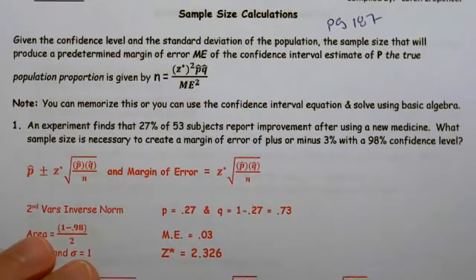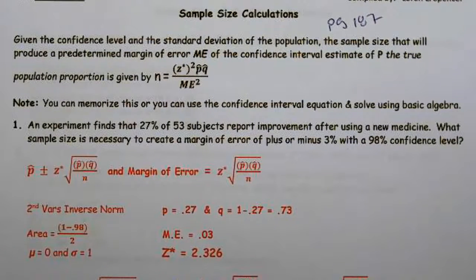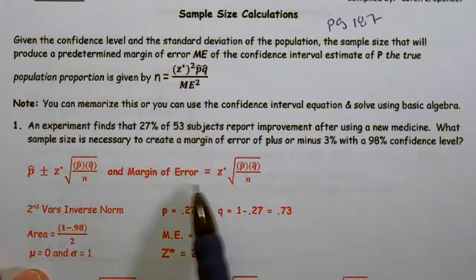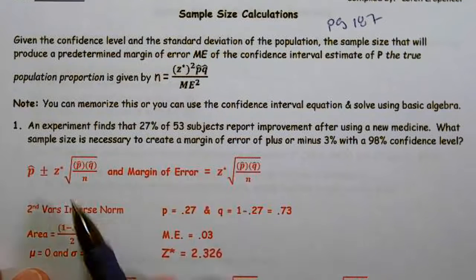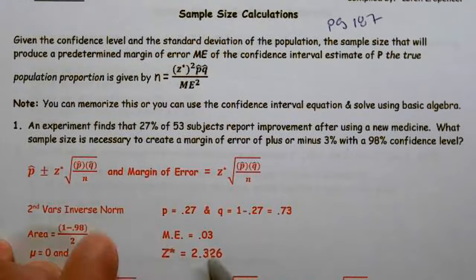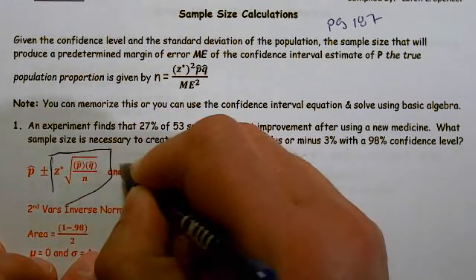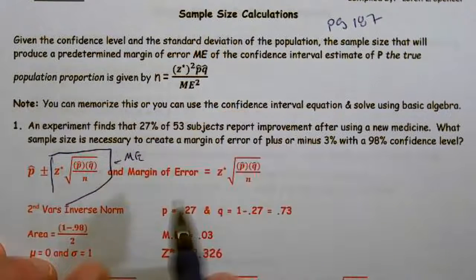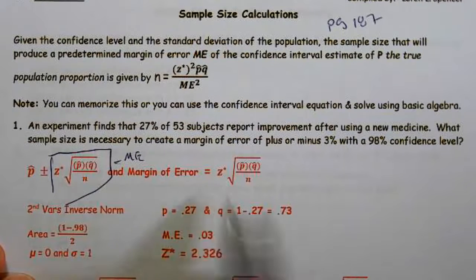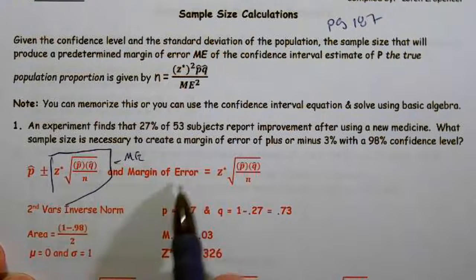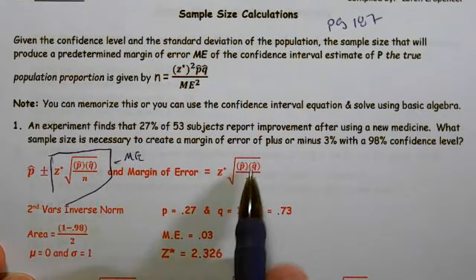Okay, now I prefer to use algebra. I'm going to show this by algebra first, and I'll come back and do it without memorization, I mean, by using the formula as opposed to the confidence level formula. So first off, with the confidence level formula, the confidence interval, this part of it is the margin of error. So the margin of error, or ME, equals Z star times the square root of P hat, Q hat over N.